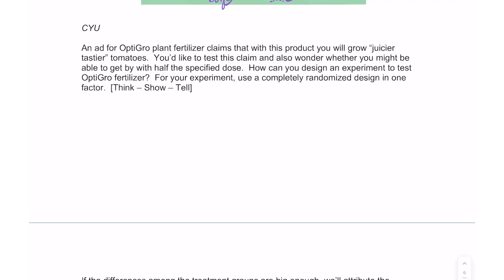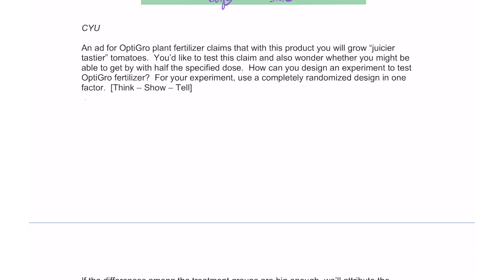Okay, now you can pause the video. And for this problem, you're going to tell me the factors, the levels, how you're going to completely design this randomized experiment using those principles. You don't have to worry about blocking. That's not always a requirement for a good experiment, but we'll talk about blocking and when it's good to use it.